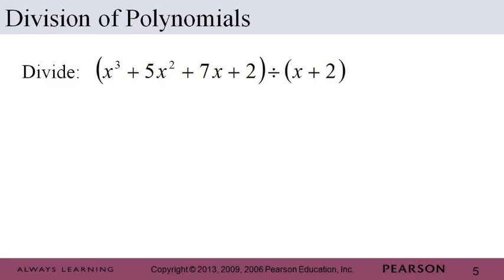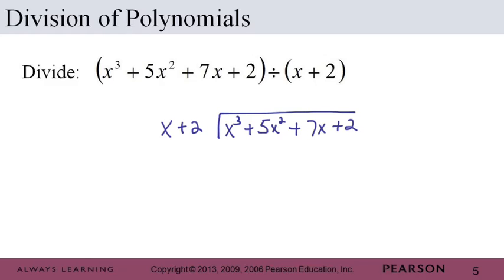Now here's one that has this old-fashioned kind of division symbol. So let's remember how you would have done this in grade school with just regular numbers. You would have put the first number inside the doghouse and the second number outside. So we'll do the same thing. And we'll have x plus 2 outside.